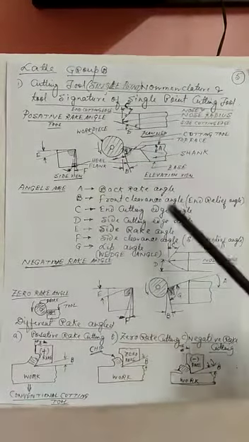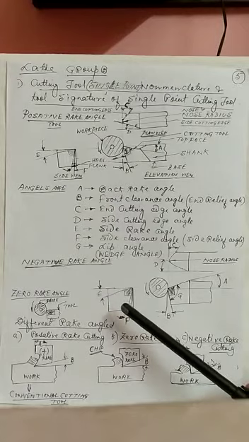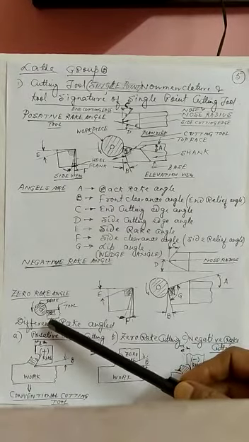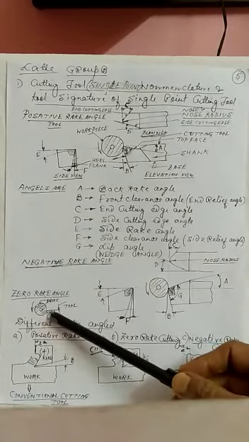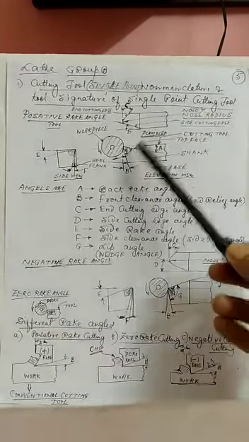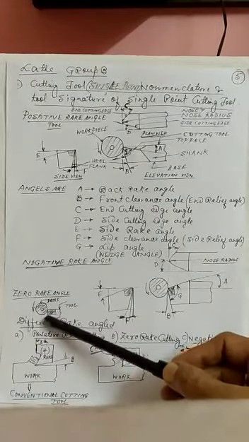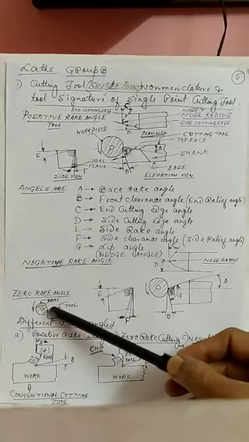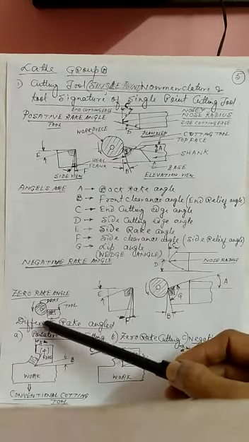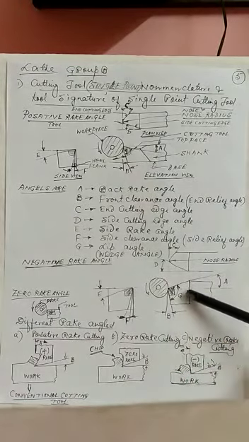Now if I take the tool as zero rake angle, with zero rake and zero clearance, we can understand from this figure. There is a 90 degree which I explained before. With 0, there is no clearance angle and no rake angle. So this is not possible. So we make this tool in two forms: one is positive rake angle, another is negative rake angle.